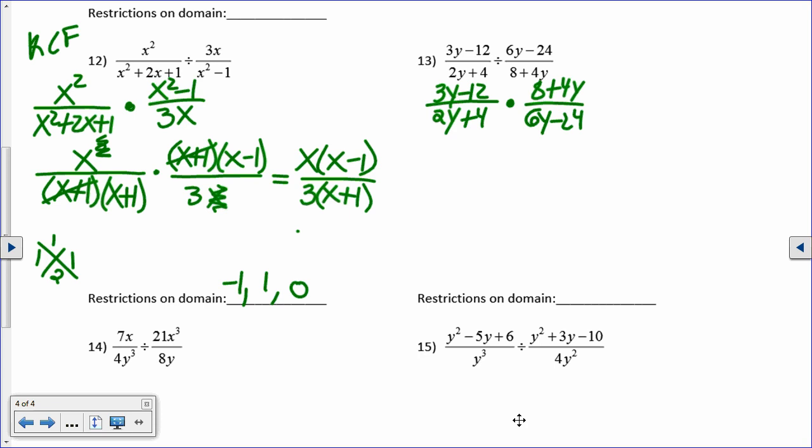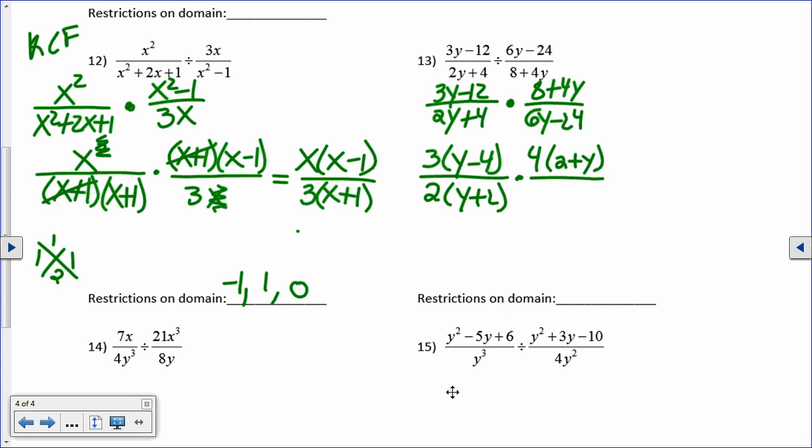Alright, then from here we're just going to go ahead and start factoring and chopping stuff out. Okay? So how would I factor the numerator of the first fraction? GCF of 3. So I'd have 3 and then y minus 4. How would I factor the denominator of the first fraction? A GCF of 2. Okay. What about the numerator of the second fraction? GCF of 4. So I'd have 4 and then 2 plus y. Okay. What about the denominator?